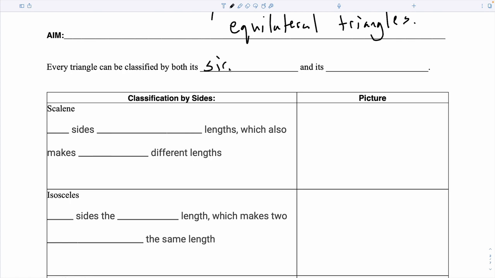side lengths, and you can identify its angles.